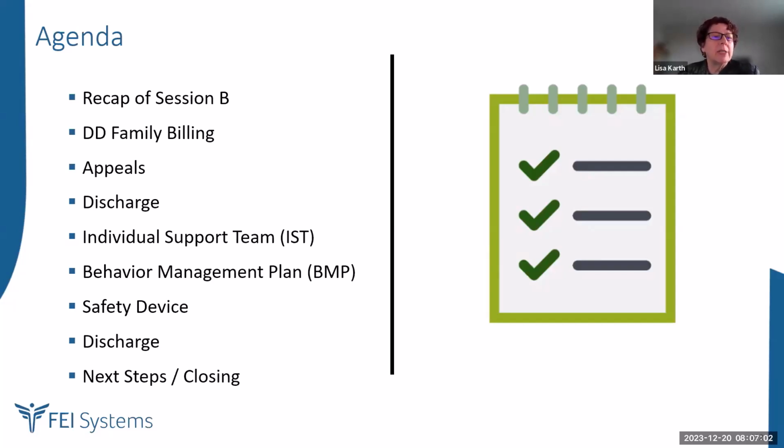We're going to go into the individual support team, or the IST form, and the behavior management plan, the BMP. We're going to talk about the safety device and the safety device application packet. And that one has some nuances that you haven't quite seen before. One of the common themes between all of these forms is that they all work the very same way. And if you haven't yet picked up on that, you most certainly will today. And then, of course, we're going to talk about next steps and wrap things up.